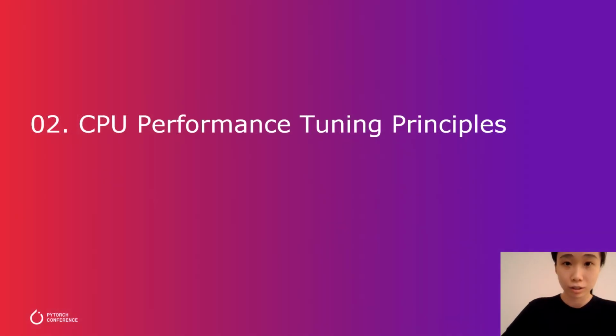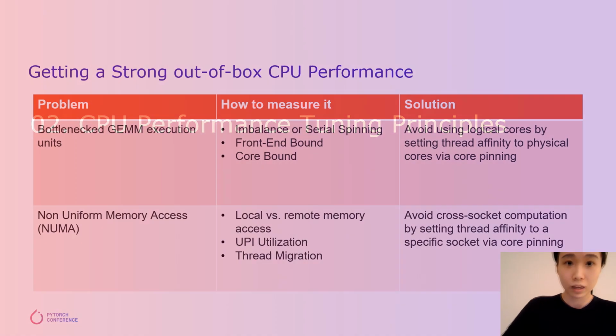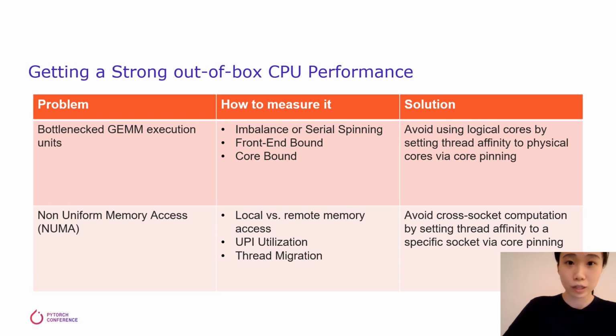Now, let's discuss general CPU performance tuning principles to boost out-of-box TorchServe performance. There are two main principles that I will discuss. First, avoiding logical cores for deep learning workloads generally improves performance. The majority of time in deep learning inference or training is spent on millions of repeated operations of GEMM, general matrix multiply, and most GEMM operators benefit from using non-hyperthreading. Therefore, we generally recommend avoiding logical cores by setting thread affinity to physical cores.